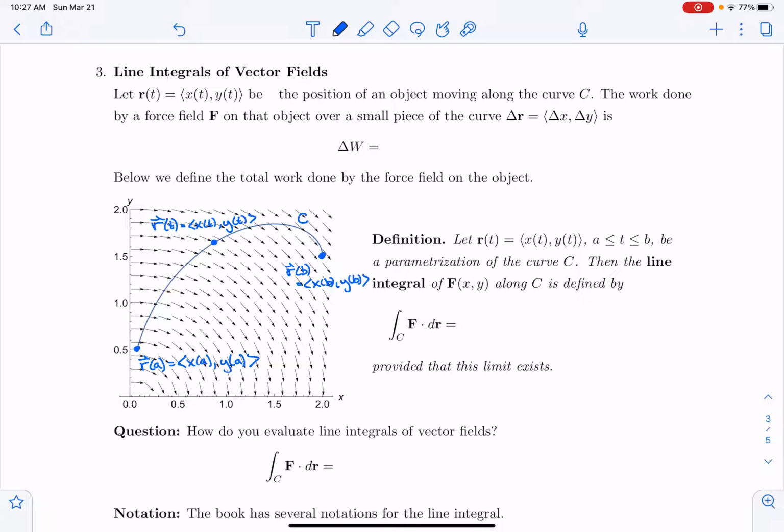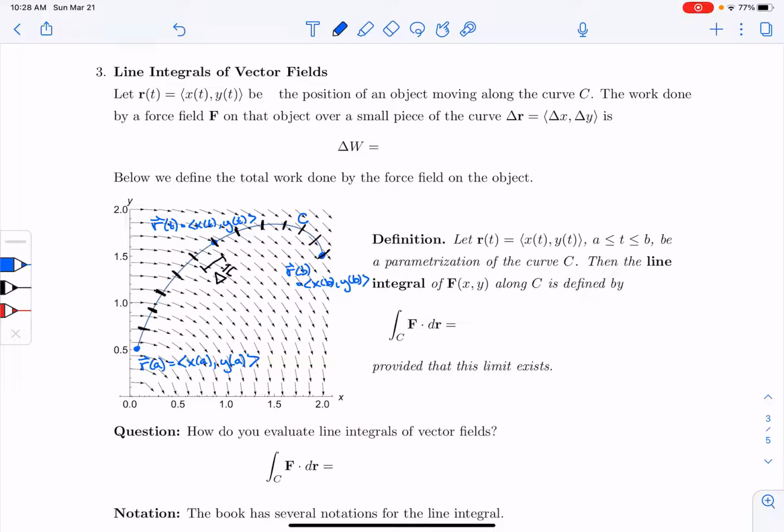And what we would like to calculate is the work done by a force, F, on that object over a small piece of the curve, which we will call delta r. So we can imagine that we could break this curve up into small pieces. And the displacement over one of these small pieces of the curve we will call delta r.